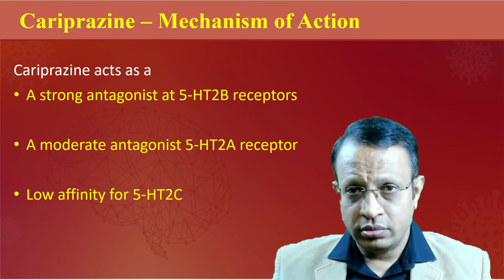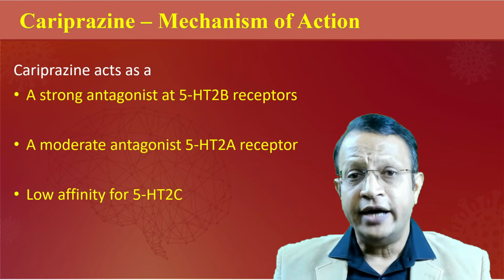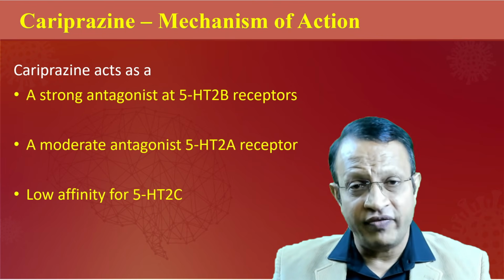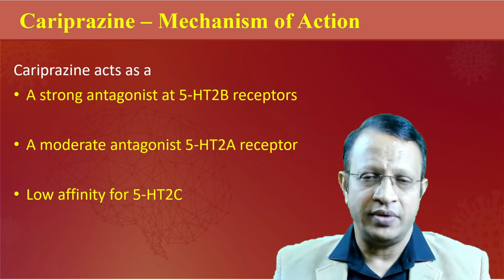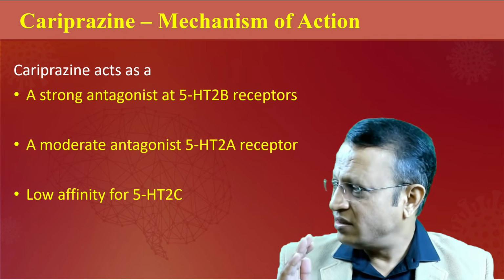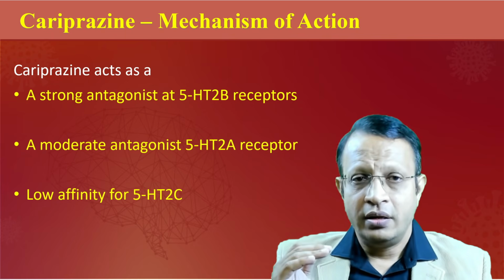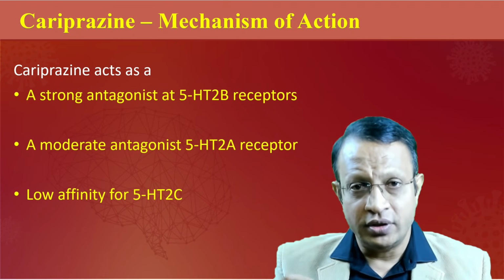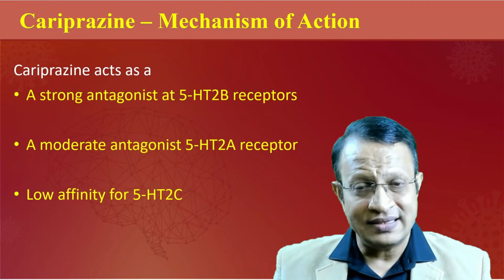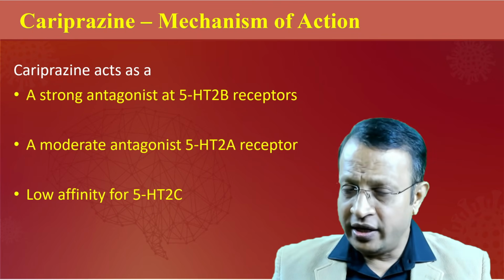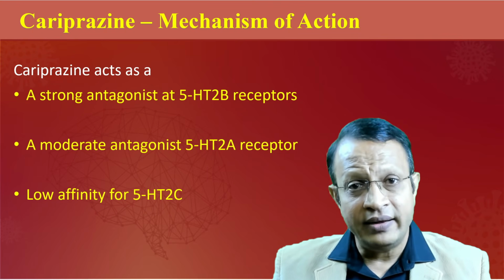It also has strong antagonism at the 5-HT2B receptor, moderate antagonism at the 5-HT2A receptor, and low affinity for 5-HT2C receptors. See, here you can clearly understand 2B, 2A, 2C. Strong with the 2B, moderate with the 2A, low affinity for 2C. So this also plays a role in lesser side effects, improvement in cognition, improvement in negative symptoms, and antidepressant activity.